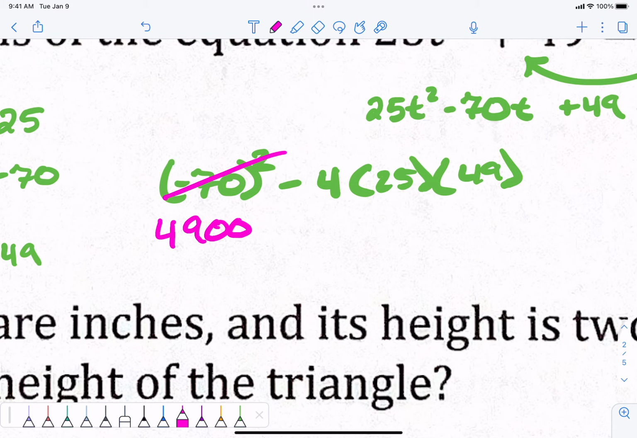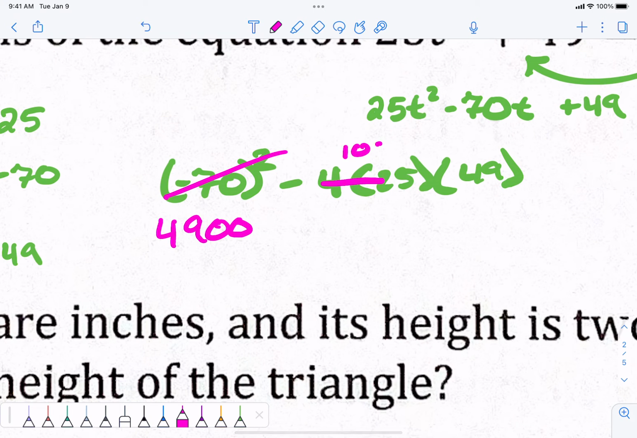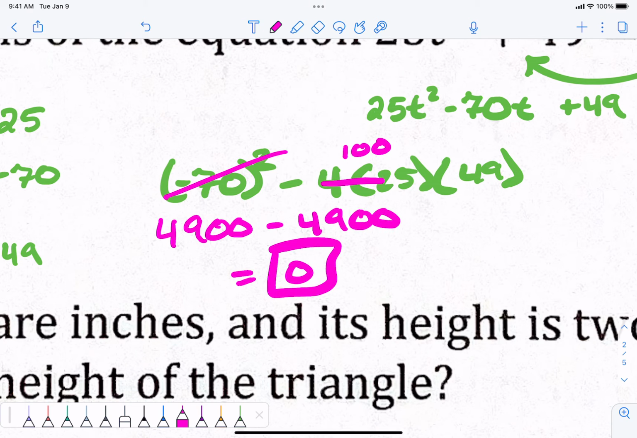Negative 70 squared is 4,900. 4 times 25 is 100, times 49 is 4,900. 4,900 minus 4,900 is 0. Okay, so the discriminant is 0.